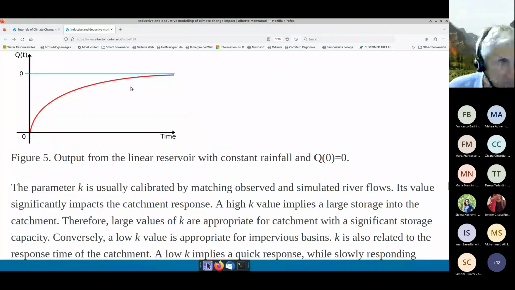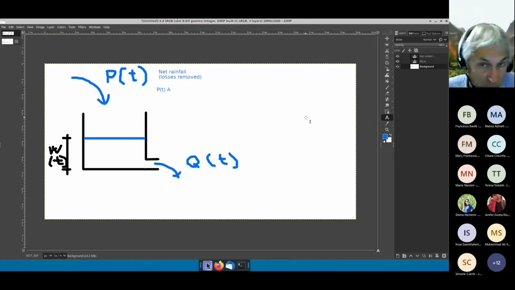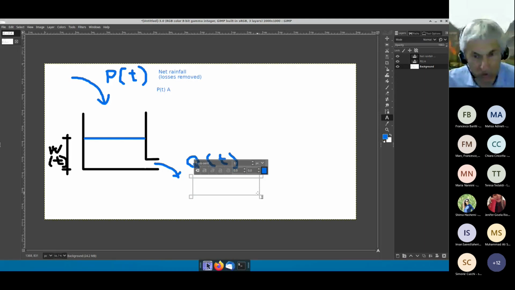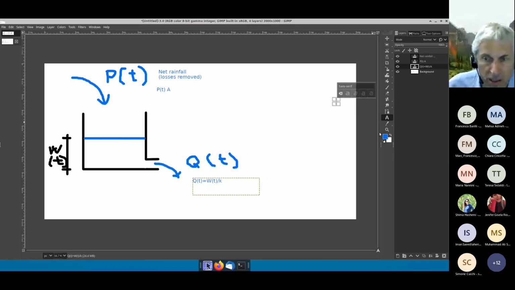What I want to say, just to conclude today, is that the linear reservoir, which is based on this very simple scheme, can be made more complicated, more complex. And for instance, you may describe the outflow in a different way. So now we adopted for the outflow the very simple relationship Q(t) is equal to W(t) divided by K. This is our very simple relationship.